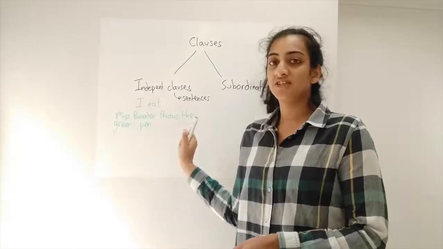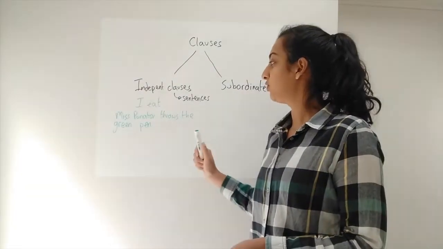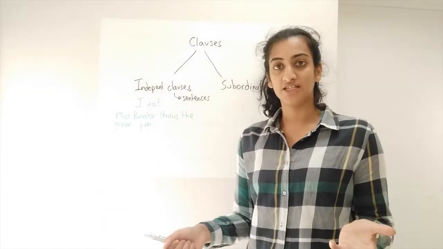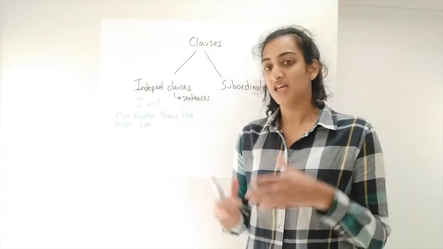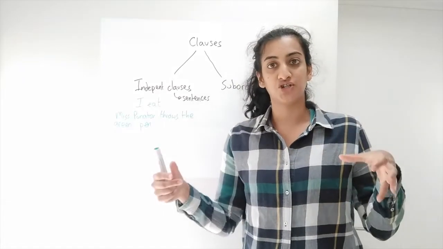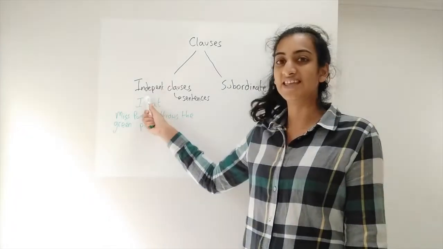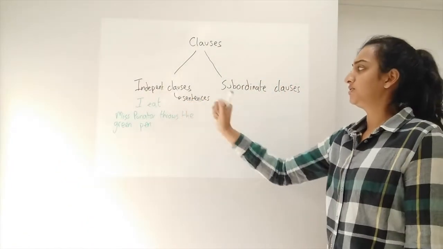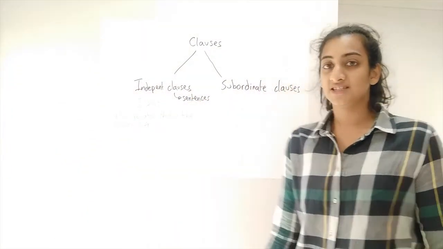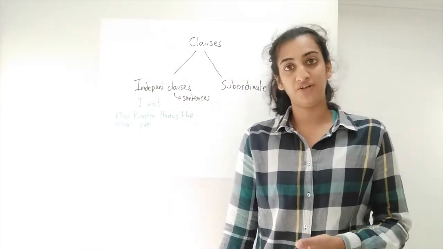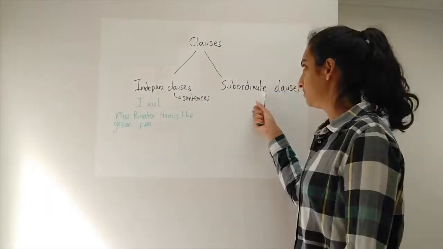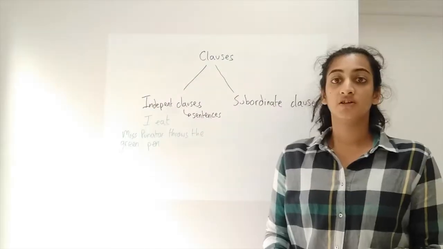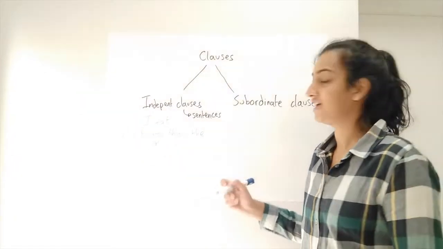Again, we can check that this is an independent clause because if I say the whole clause out loud, Miss Panata throws the green pen, that can be a sentence. I'm not waiting for any more information. It stands on its own. It functions on its own, and that's why it's independent. The difference between independent clauses and subordinate clauses is that subordinate clauses still have a verb and a subject because they're a type of clause, but they don't make sense on their own. So, for example, let's take this clause.